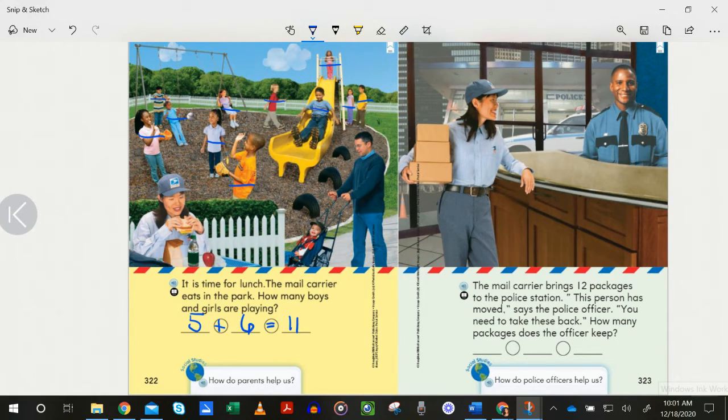Next, the mail carrier brings 12 packages to the police station. This person has moved, says the police officer. You need to take these back. How many packages does the officer keep? So how many came? We had 12 come. And then how many is the mail carrier taking back?